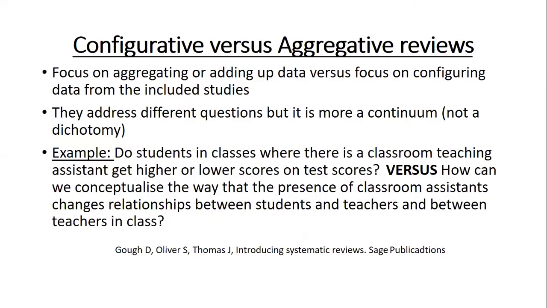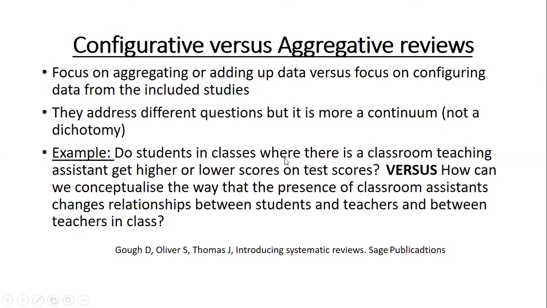In all of the examples I gave you, a lot of them were trying to find an answer. We usually call these aggregated reviews, when we want to come up with an effect estimate. We want to come up with an answer: is this working or not working? Does this have an impact on something or not? But conceptually we also have configurative reviews, where we are trying to understand the scope of an area. A good way to compare them is these two questions.